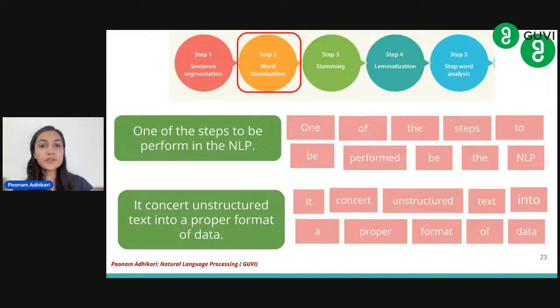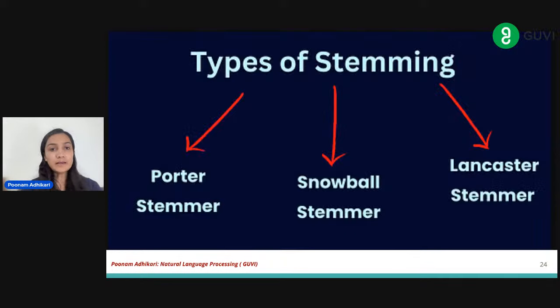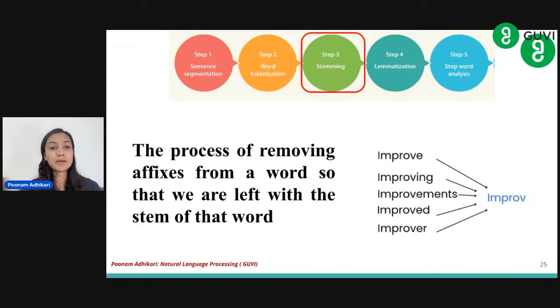Okay. Now, the second step. Given the first document, one of the steps to be performed in the NLP, we are going to do word tokenization. That means extract the first word, second word, third word, fourth word, like that. That is separating each and every word individually. Second text, we are going to separate each and every word individually. Right? Then we are going to do the stemming.